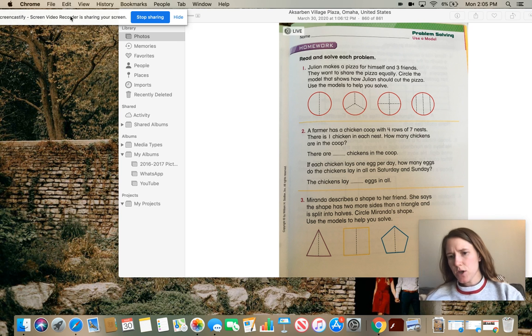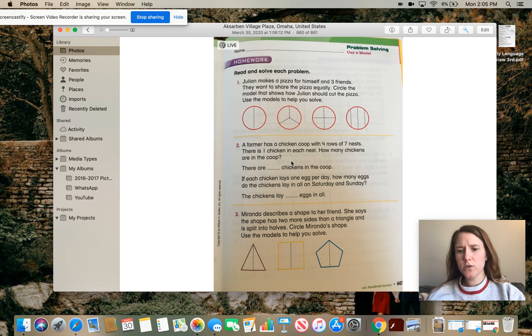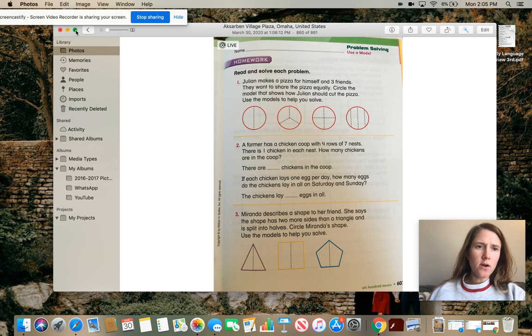So my face is going to go away in a second because I can't have my face up while I do this picture. I want you to open up your math book to page 607 so we can do today's assignment together if you want to. That is going to be your job, to go grab your math book. If you want to pause the video, you can pause it and go get it. Once you have your math book out, go ahead and open up to page 607. We're going to do problem solving, use a model. So I'm going to go away.